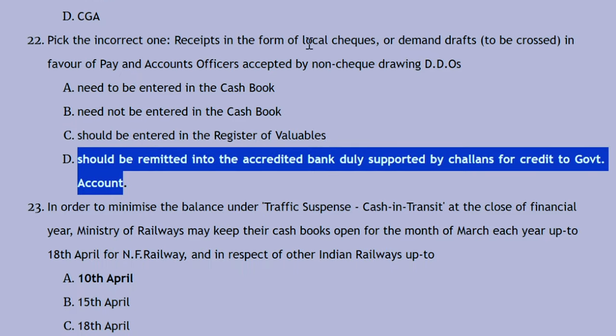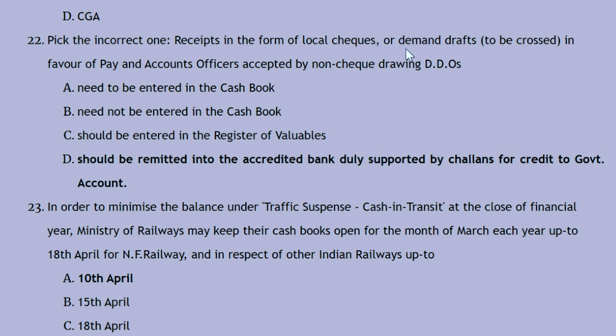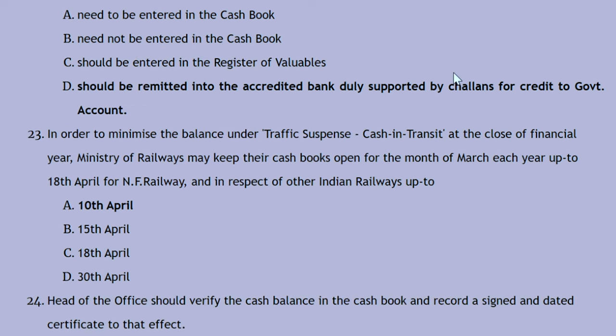Receipts in the form of local cheques or demand drafts to be crossed in favour of the Pay and Accounts Officer, accepted by non-self drawing DDOs, should be remitted into the credited bank duly supported by challan for credit to government accounts.